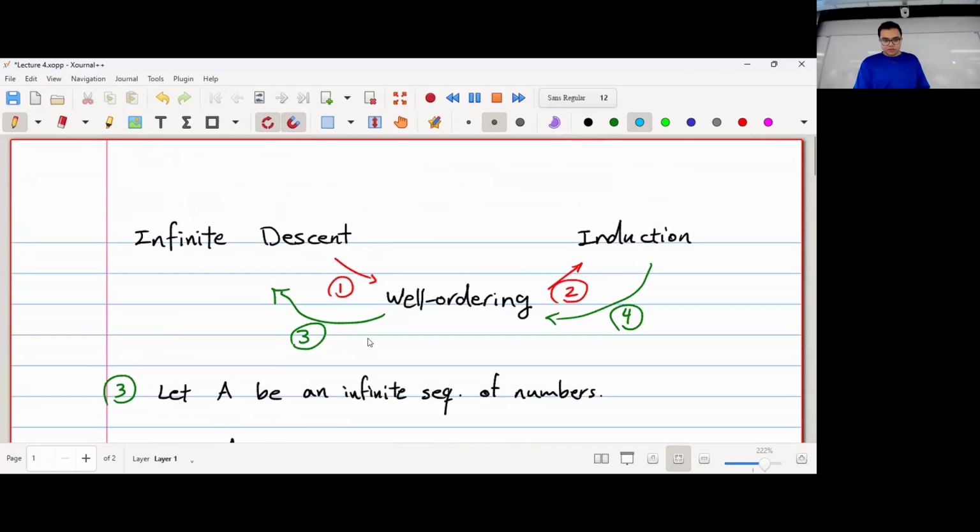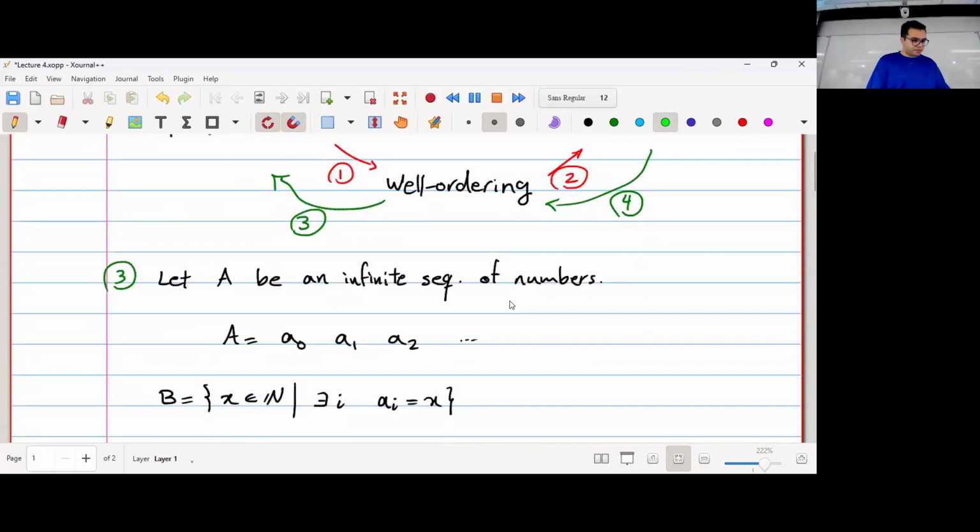So we proved 3 and 4. Again, instead of doing this, you could just directly go from induction to infinite descent. But this also works, so all of them are equivalent. Okay.